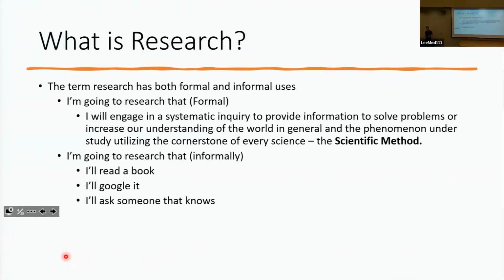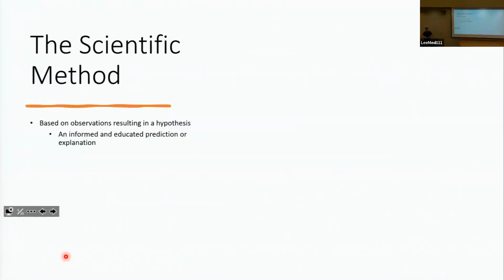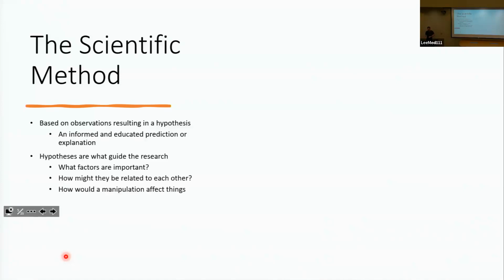So as I had mentioned, the formal process heavily relies on something called the scientific method. And I don't have a lot of time to go into the details. So very quickly, the scientific method is the structure by which we formulate essentially all formal research. And what we start off with is observations. And those observations result in a hypothesis. You can think of a hypothesis as an informed and educated prediction or explanation of some phenomenon that you choose to study. These hypotheses are what are going to guide the research.